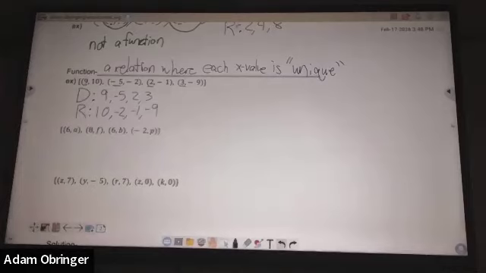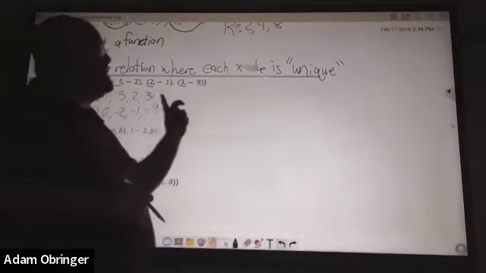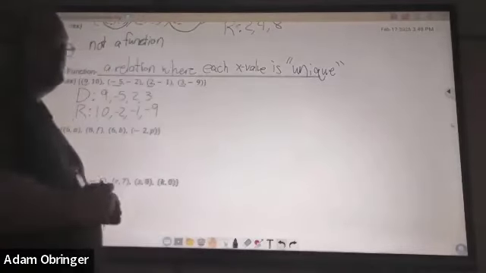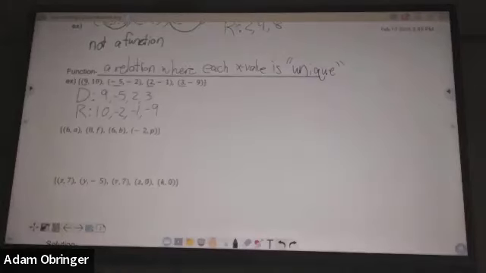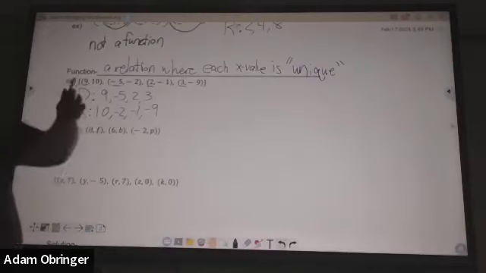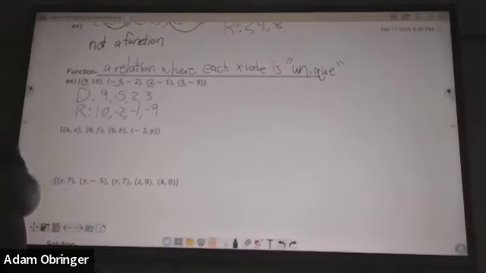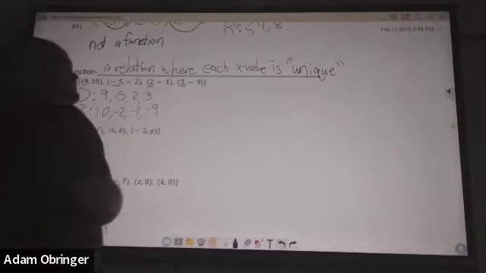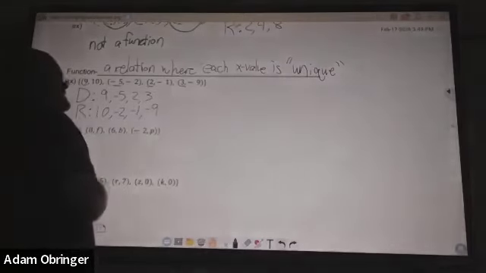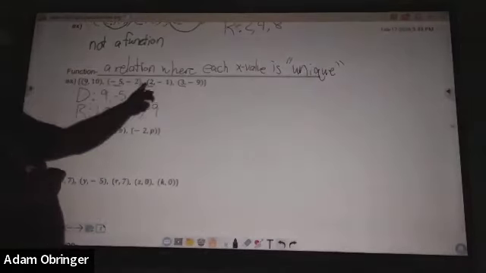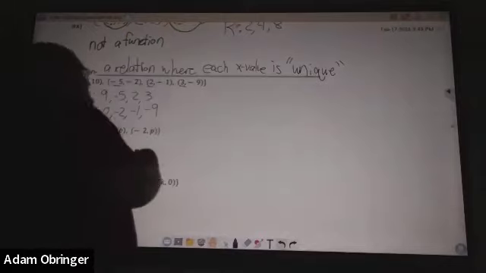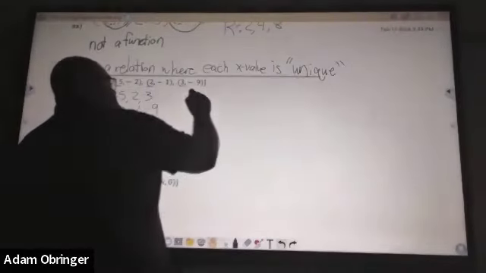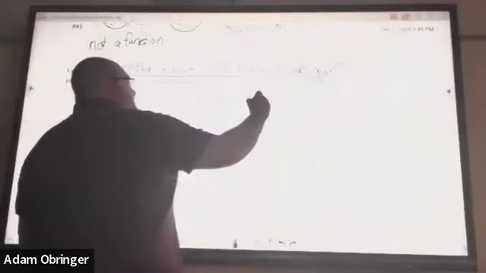Now that I have my domain and range written, we need to ask, is this or is this not a function? Keep in mind, we're trying to see, is each x value going to be unique? Do I see it only once, or do I see it in such a way that it's going to cause a problem in trust? I see 9 is going to 10, -5 is going to -2, 2 is going to -1, and 3 is going to -9. I do not see any x value being repeated, therefore it is unique, so this is a function.